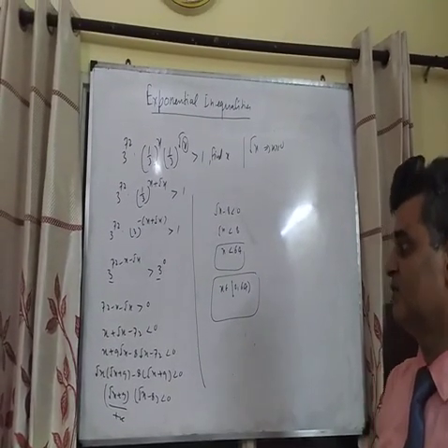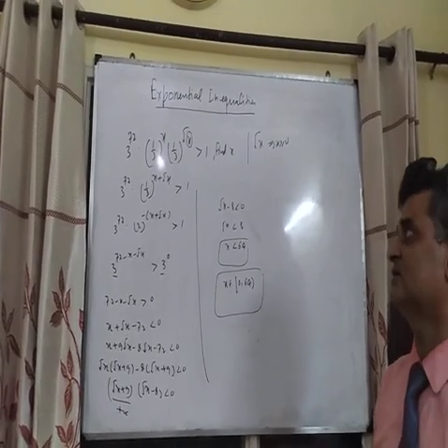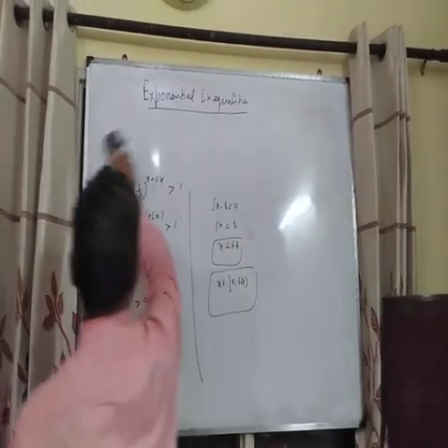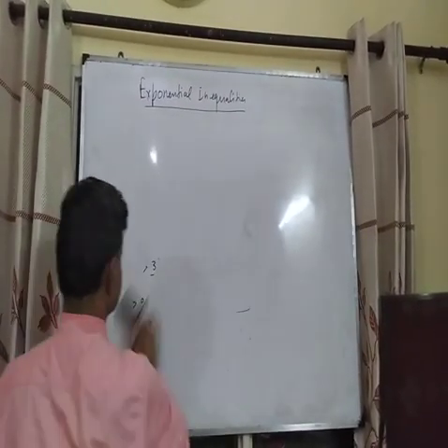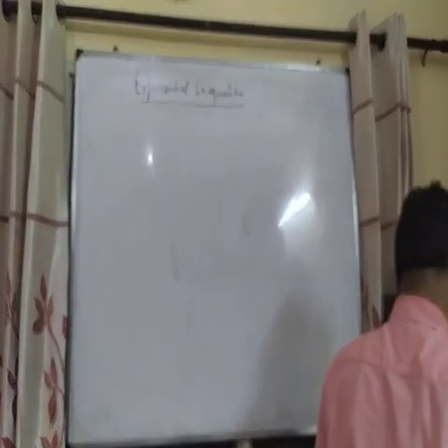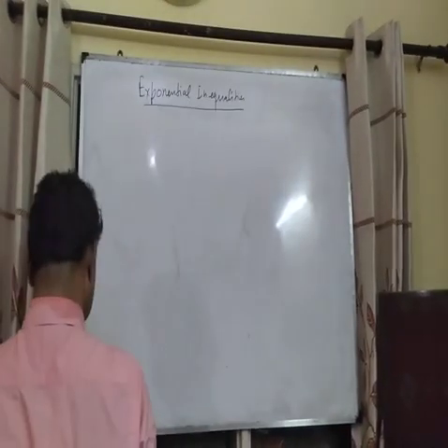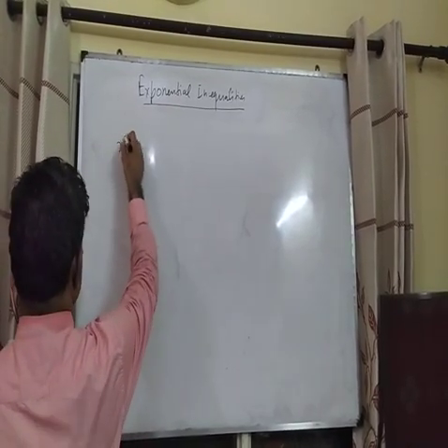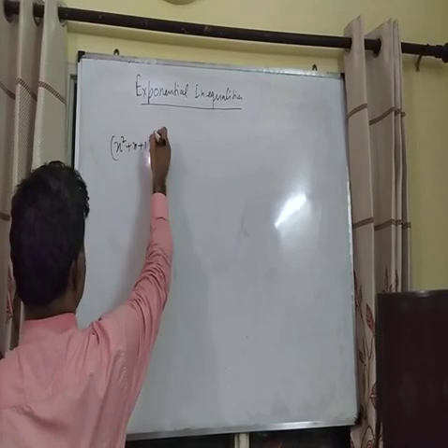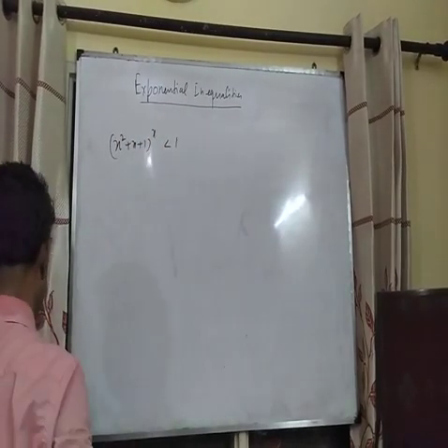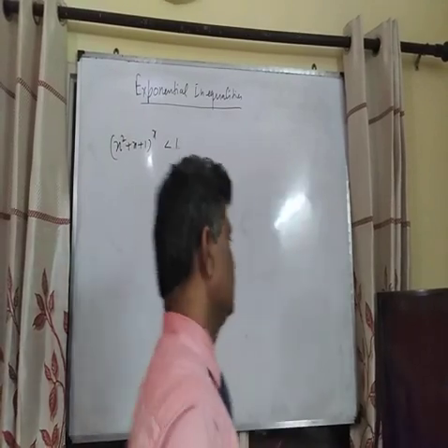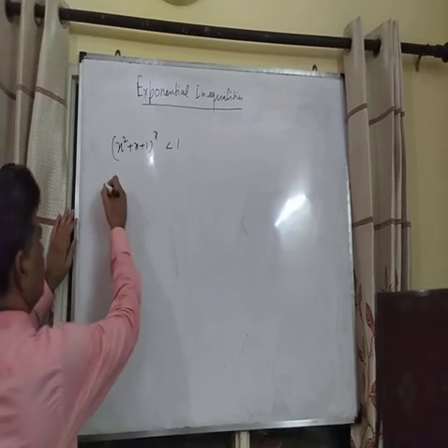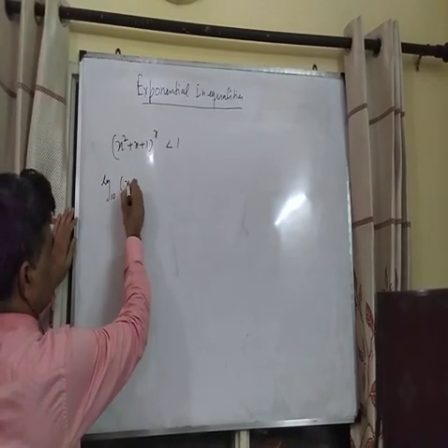You can see how the things are moving very easily. Now we are moving to the next question. x square plus x plus 1 to the power x less than 1. Now you see x square plus x plus 1 to the power x. We are taking log base 10 on both sides.